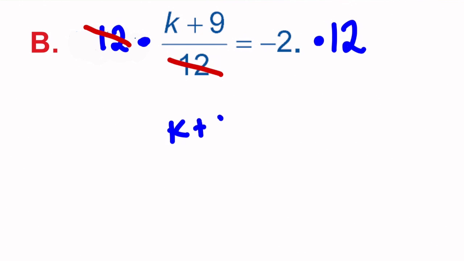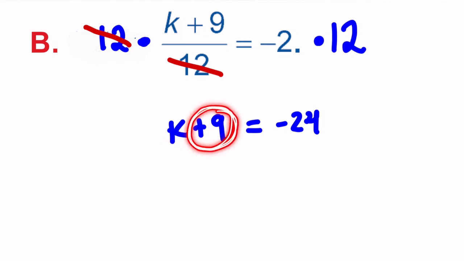Now I bring down the k plus the 9, which I haven't used yet. Bring down the equal sign, and then I'm going to multiply negative 2 times 12, which is equal to negative 24. Now I have an easier equation. I have k plus 9, so now I can get rid of the 9. The opposite of adding 9 is to subtract 9. So I'm going to subtract 9 on both sides of my equal sign.